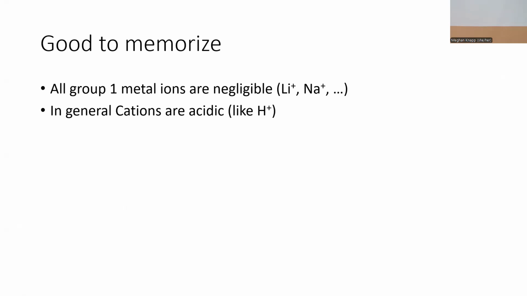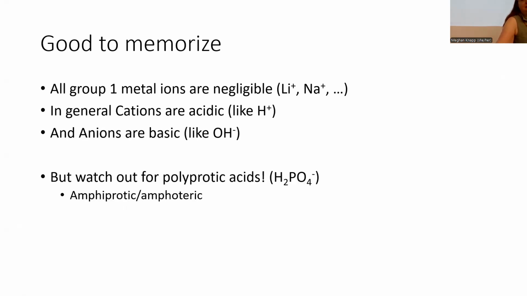And anions tend to be basic, with the exception of if it's part of a polyprotic acid. So if there's an H out front and it's negative, it's probably actually acidic. It can act as a base, but if it is attached to, say, a sodium, where the counter ion is not acidic, it's going to act as the acid.